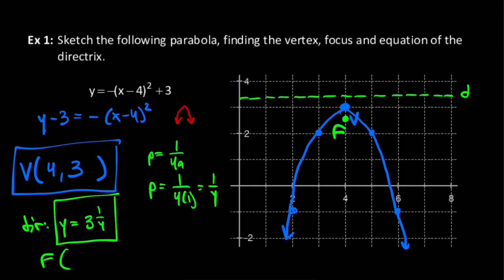And your focus is going to be this coordinate here. Well, it's going to be 4 comma 3 minus 1/4. So 4 comma 2 3/4. You're going to see lots of fractions with these parabolas.